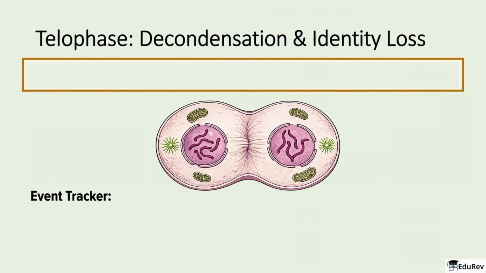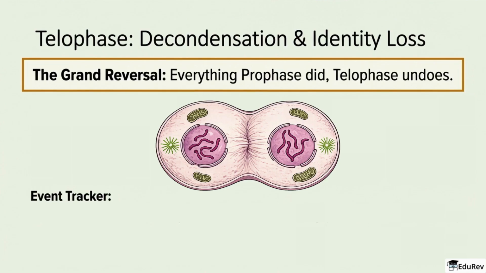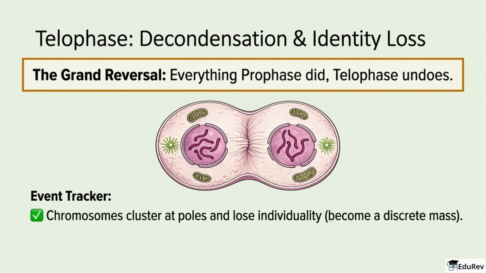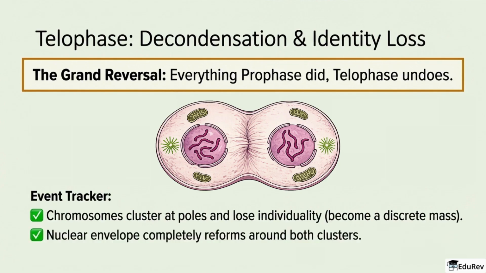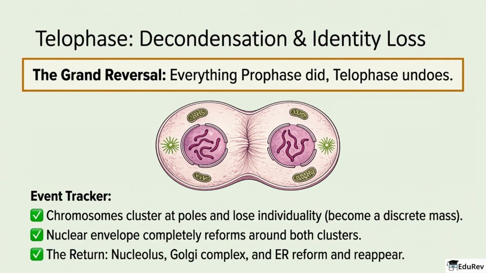Telophase is the great reversal. Everything prophase did, telophase undoes. The chromosomes cluster at the poles and lose individuality, becoming a discrete mass again. The nuclear envelope reforms around both clusters. Then the returning structures appear. The nucleolus, Golgi complex, and endoplasmic reticulum reform and reappear. In short, the cell is rebuilding both nuclei after separating the genetic material.